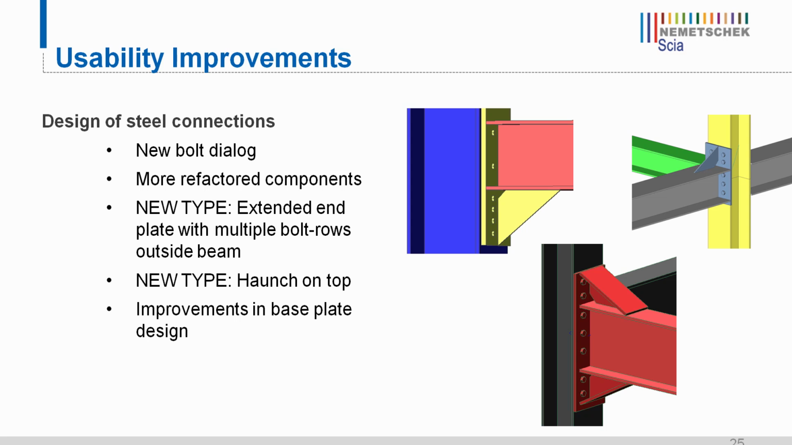There have also been some improvements in base plate design. In previous versions, the interaction check for simultaneous action of bending moment and axial force was performed during the design of base connections. After a careful review of the design code Eurocode 3, however, it was established that the effect of normal force on the connection is already taken into account in the calculation of the moment resistance. Therefore, the interaction check was removed from the base plate design.